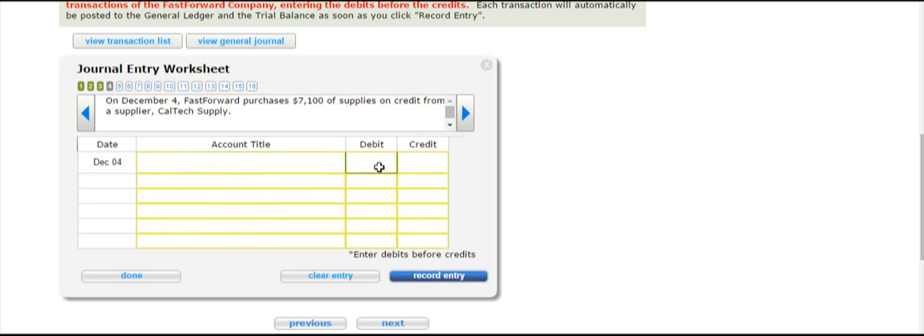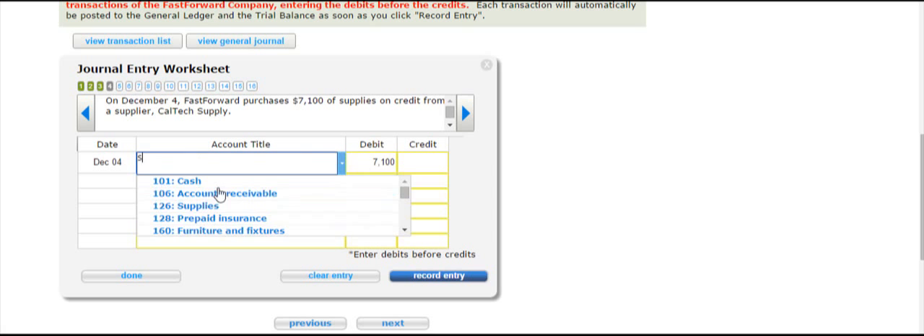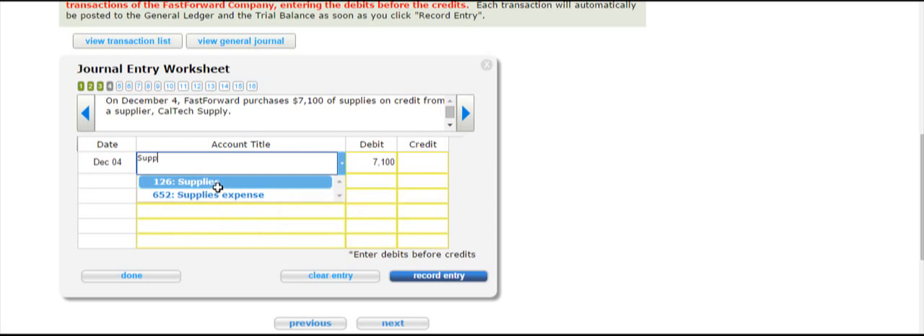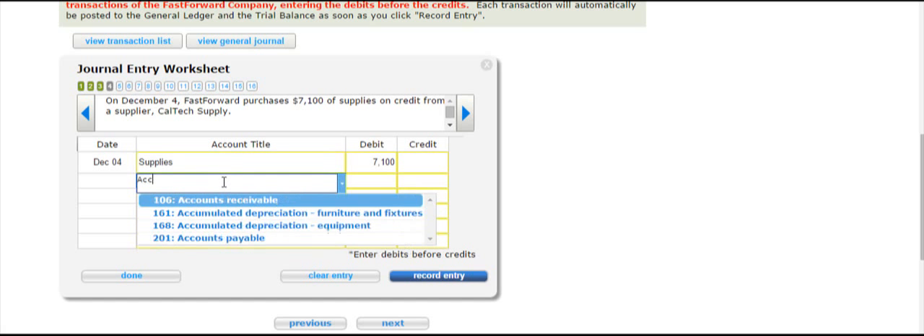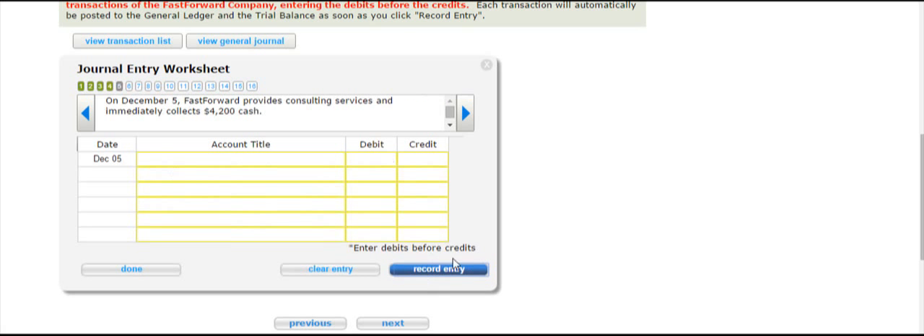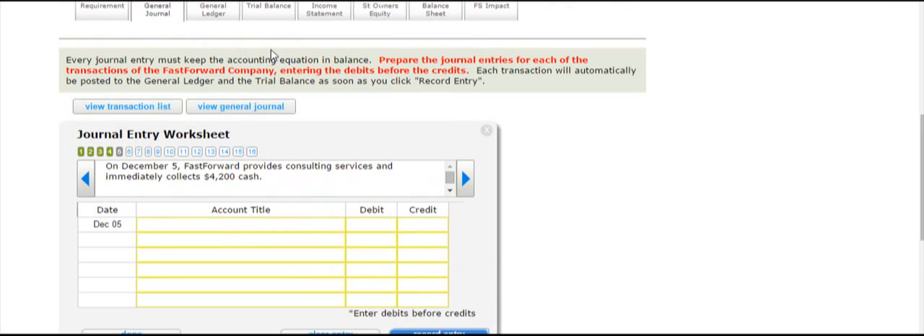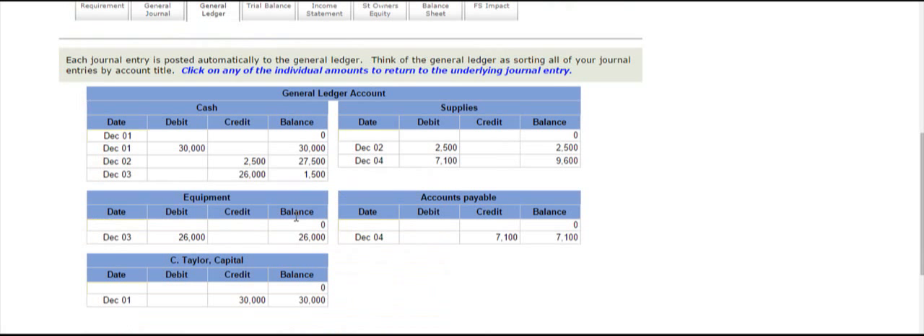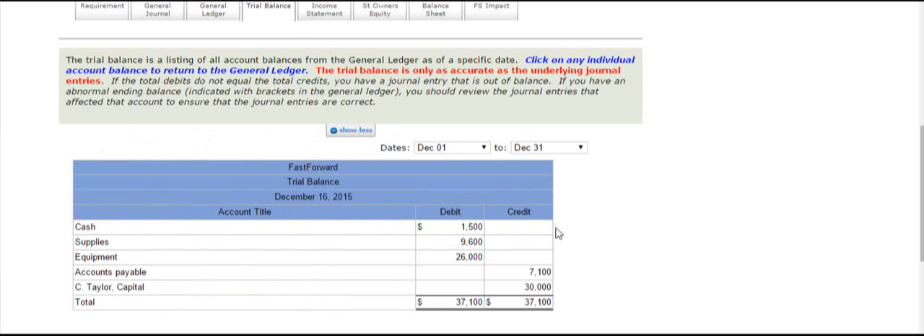Supplies $7,100. I've discovered the hard way, if you click out too soon, it doesn't record anything. And that's not good. $7,100. Record the entry. Let's look at the general ledger. Each of these accounts has a balance. Let's look at the trial balance.